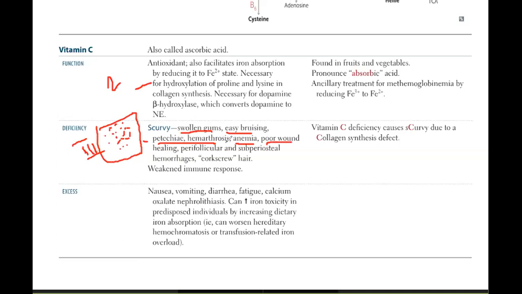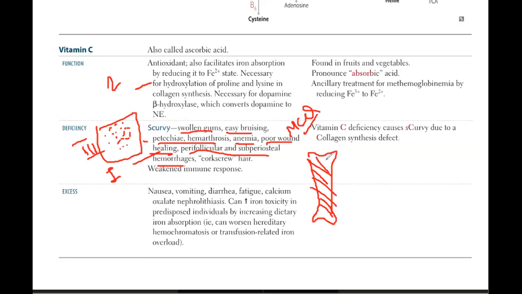And then poor wound healing, very important. You are lacking type 1 collagen. This has been asked in your MCQs previously. Poor wound healing, remember this for MCQs. You have to remember all of them actually. They are all important. And then perifollicular and subperiosteal hemorrhages. The periosteum is your bone, so there is a lining of collagen on your bone.